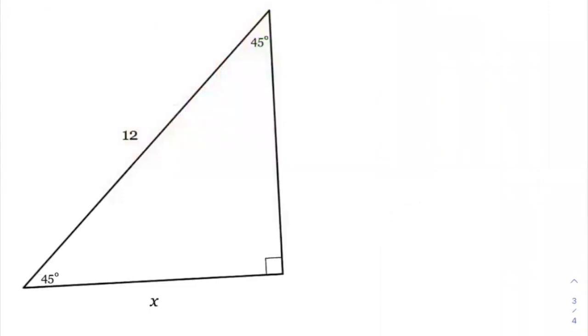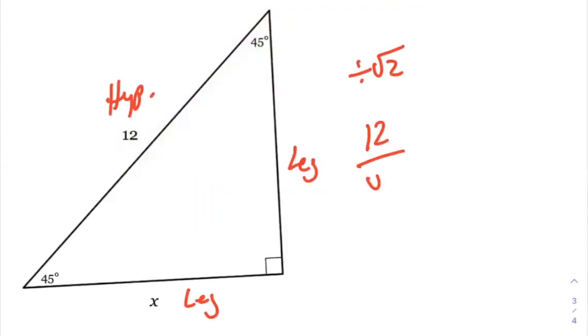We're good. All right, so what do we have? We have a 45, 45. So we have leg and hypotenuse. So from hypotenuse to leg, we're getting smaller, so we're going to divide. And if it's a 45, 45, 90, we always divide by root 2. Okay? If we go from leg to hypotenuse, we multiply by root 2. 45, 45, it's all about the root 2. So 12 divided by root 2, that's what x is going to be.